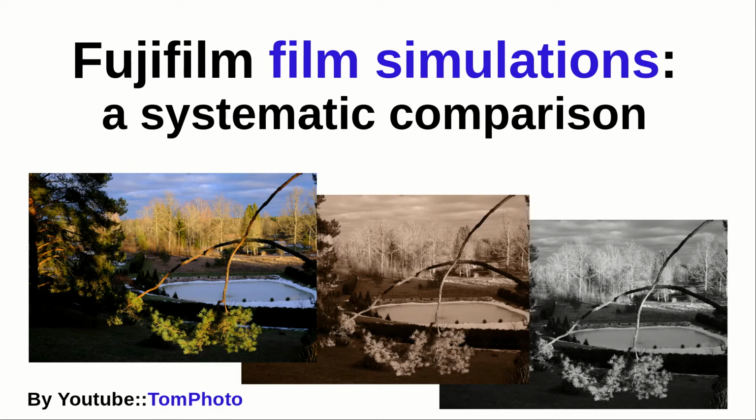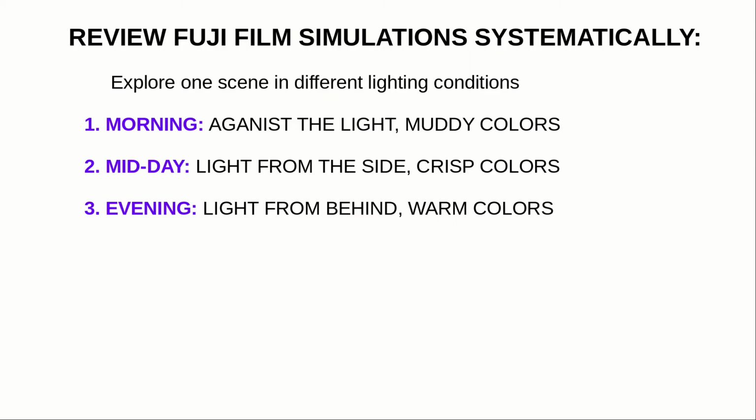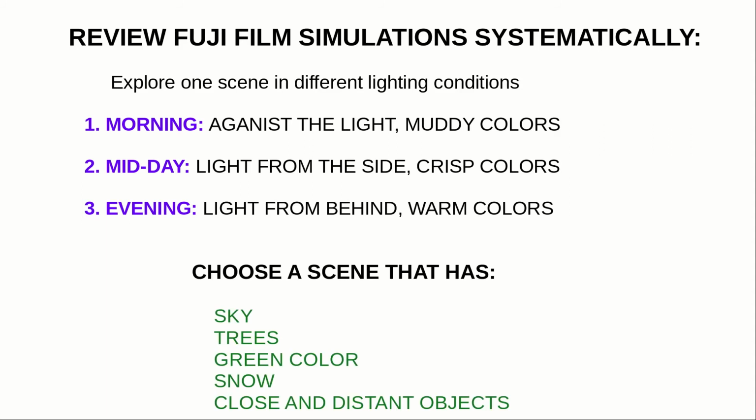Let's now systematically see what they can do. I photographed the same scene for you in the morning, afternoon, and evening to explore the effects in different lighting conditions. This means looking at the scene against the light, from one side, and with lighting from behind. I chose a scene that had a variety of situations covered. It had a bit of ice, a bit of sky, trees, color, and also nearby and distant objects.